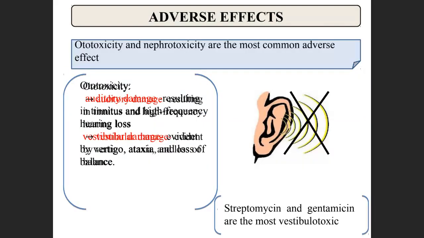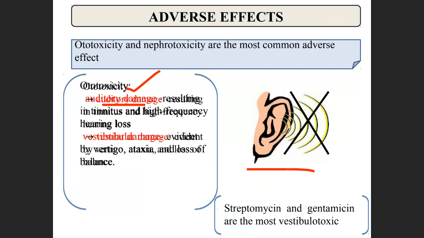Now coming to adverse effects, as I told you, it has a very narrow therapeutic index. Why does it have a narrow therapeutic index? Because of its adverse effects. The two important adverse effects are ototoxicity and nephrotoxicity. Ototoxicity means damage to the ear. Now ototoxicity in turn has two types of damage, the auditory damage and the vestibular damage.